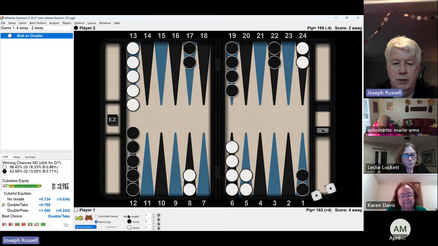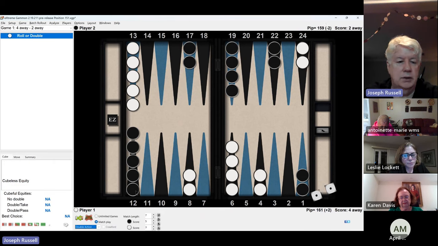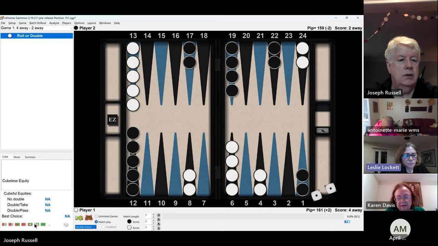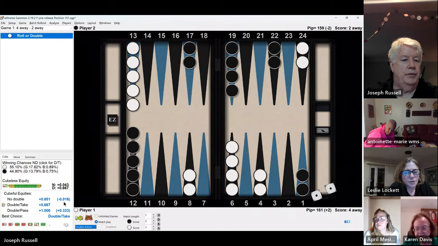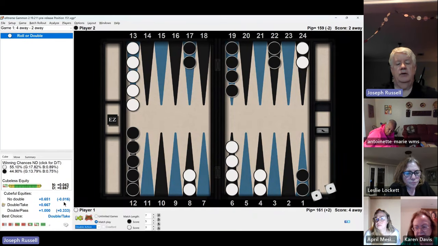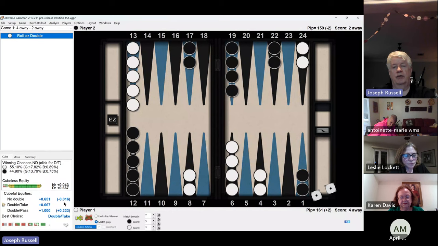What if it had been a 4-2 and a 5-3? That's probably going to get very borderline-ish. This is when your opponent is 2 away and you're 4 away. This is the most special score in backgammon. And this is still a double.